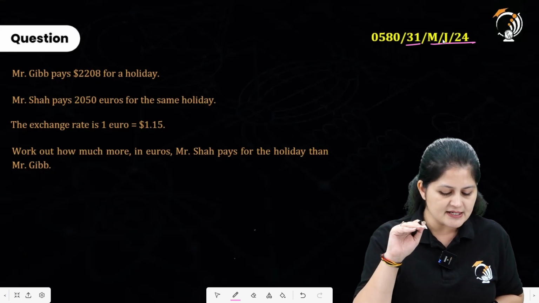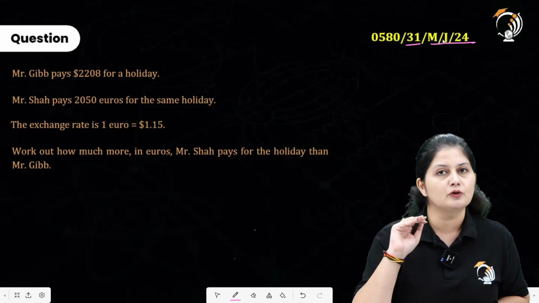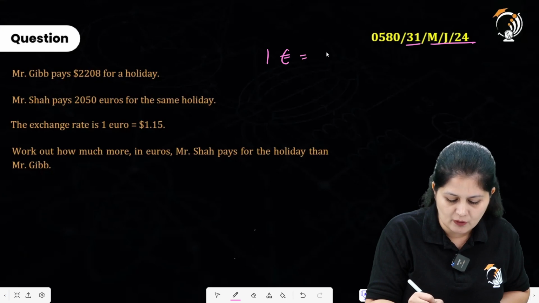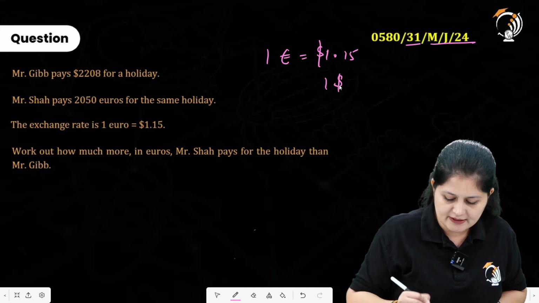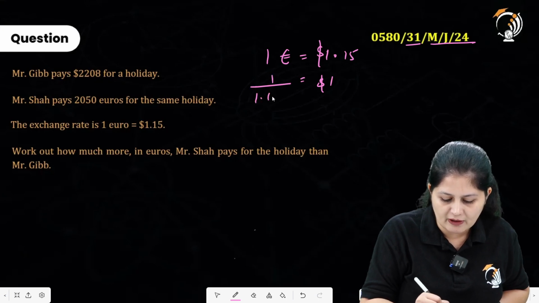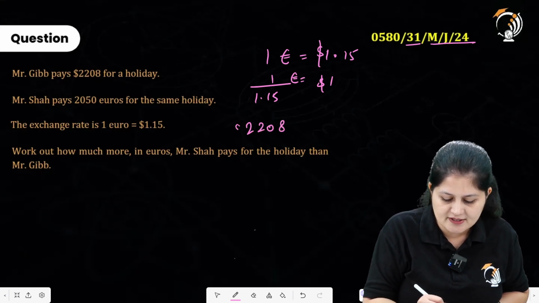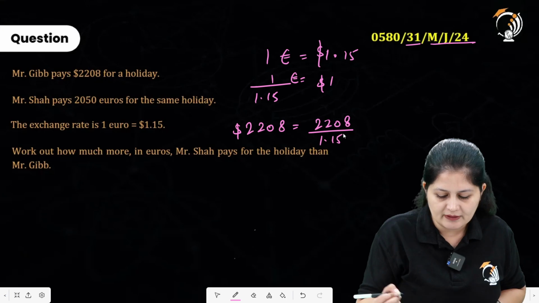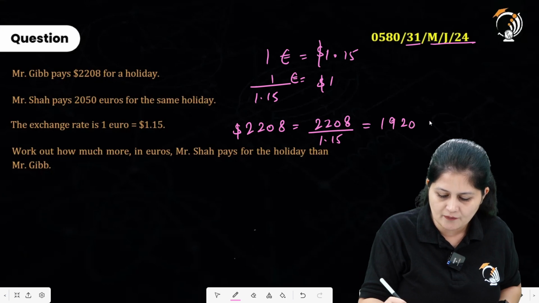So we need to find out the amount Mr. Gibb has paid in euros. Then only we will be able to compare them. Here we have been provided that 1 euro is equal to $1.15, right? So $1 is actually equal to 1 over 1.15 euros. So $2208 is equal to 2208 over 1.15, right? Let's do this calculation. We are getting this as 1920 euros.